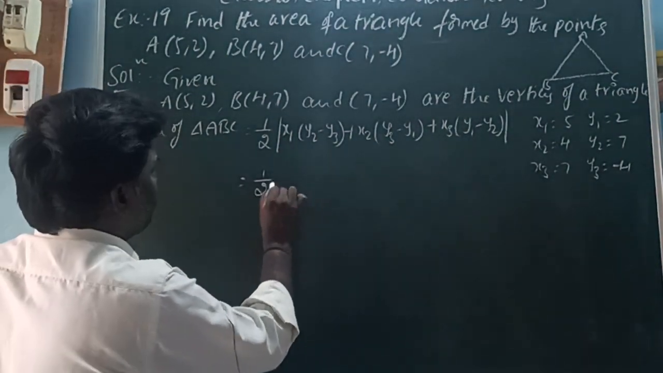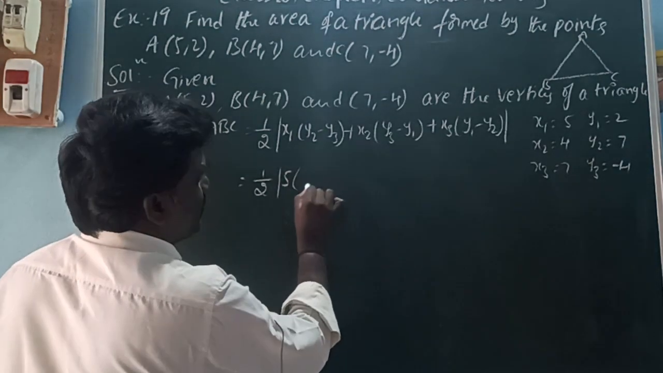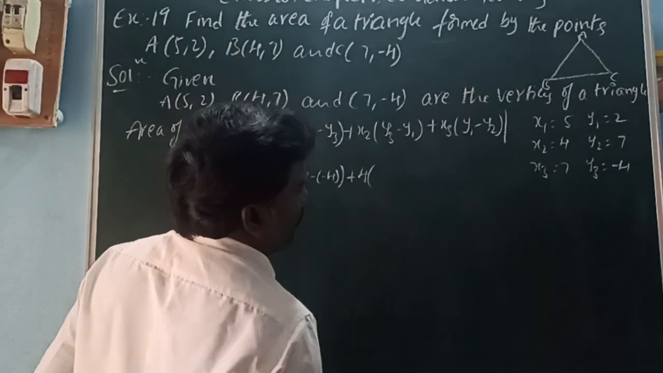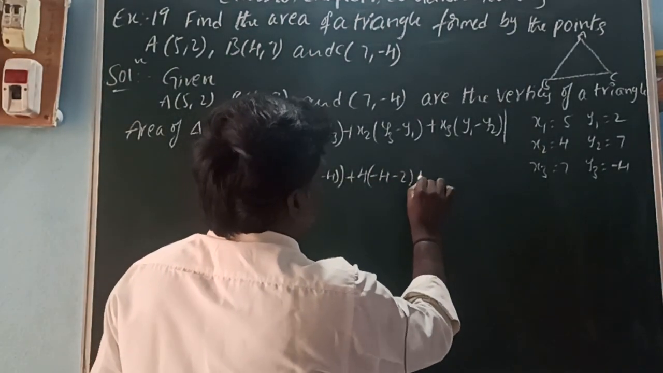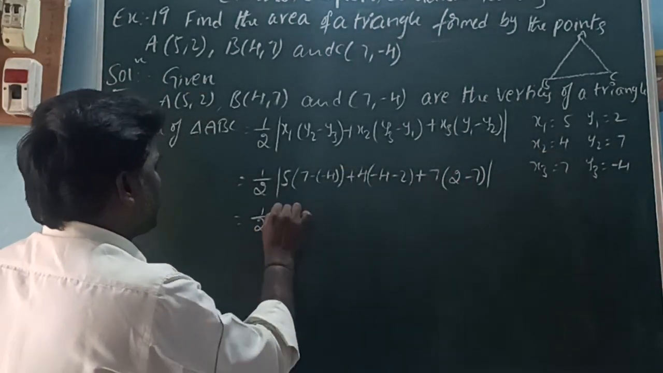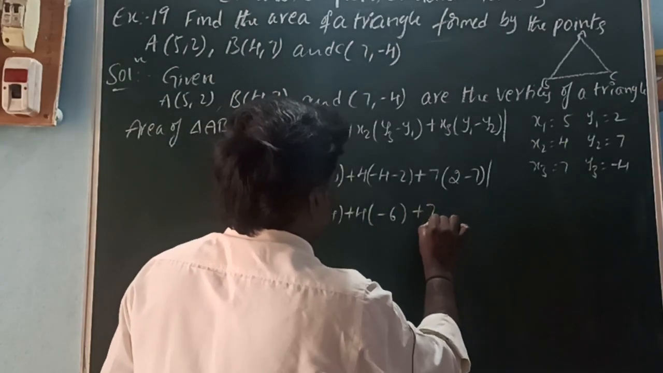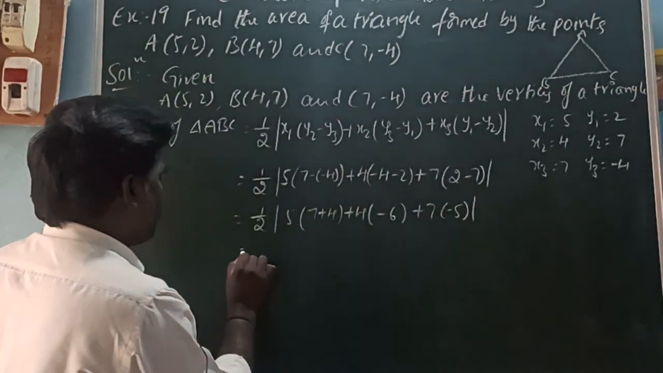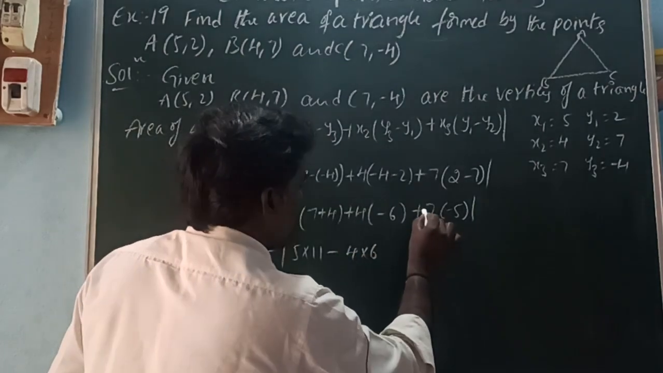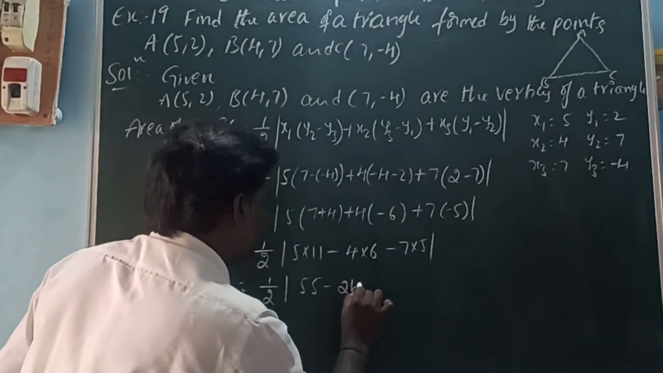So that is equal to 1 by 2 modulus, here 1, 2, 3, 2, 3, 1, 3, 1, 2. So here 5 of y2 minus y3, 7 minus of minus 4, plus x2, 4 of y3 minus y1, minus 4 minus 2. Next x3, 7 of y1 minus y2, 2 minus 7. So 1 by 2 modulus 5 of 7 plus 4 is 11, plus 4 into minus 6, plus 7 into minus 5. So that is 1 by 2 of 55 minus 24 minus 35.